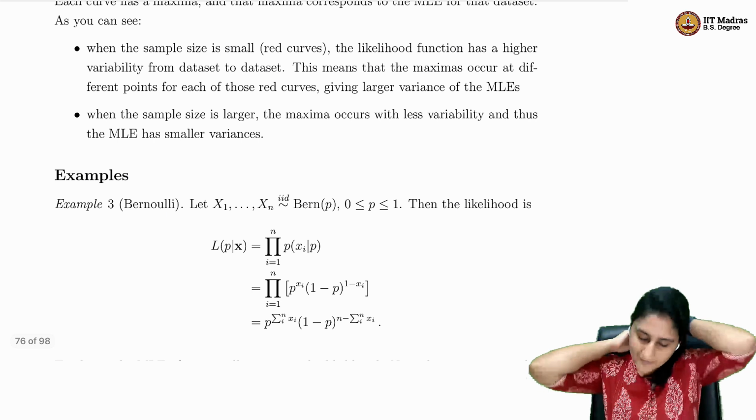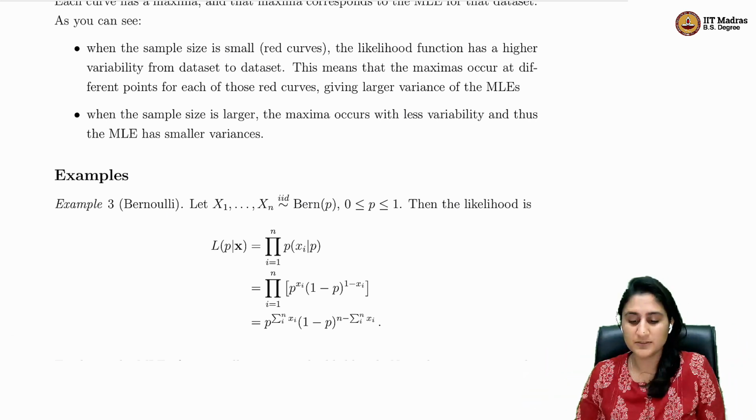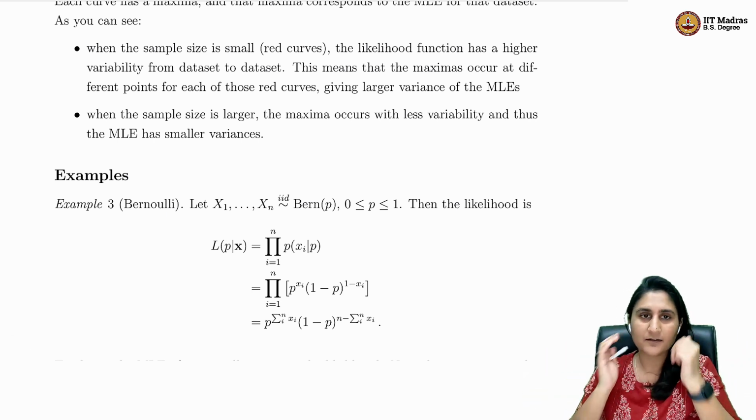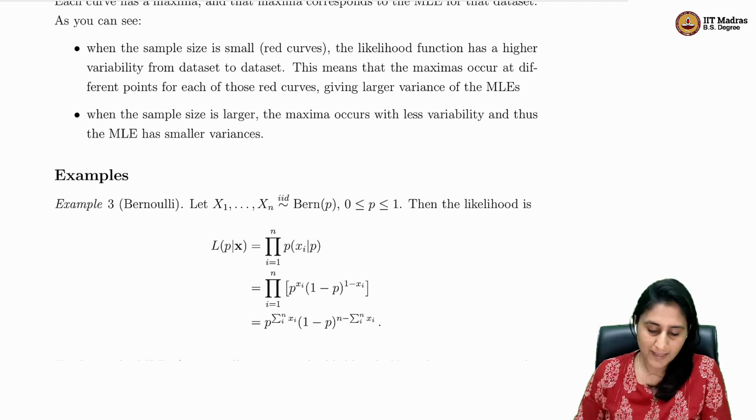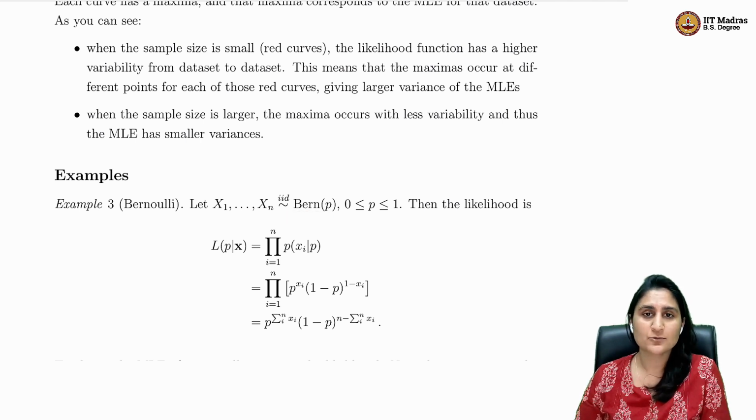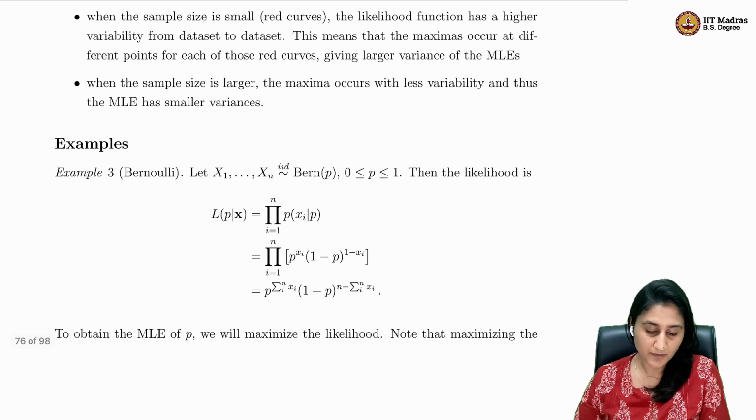So let's look at Bernoulli random variables. So what I have are data x1, x2 up until xn that are IID, so independent and identically distributed, from a Bernoulli distribution with probability of success P, where I'm going to assume that P is anywhere between 0 and 1 inclusive.